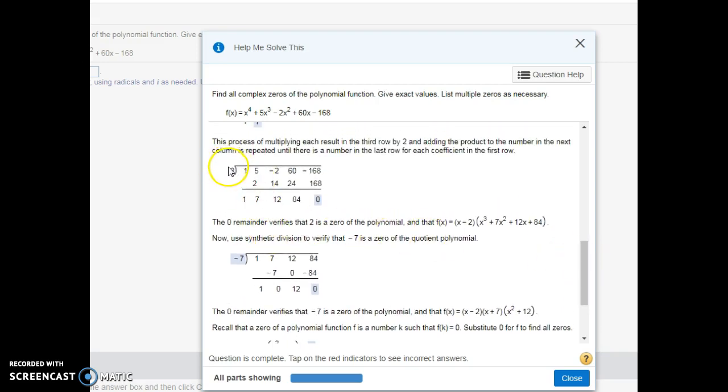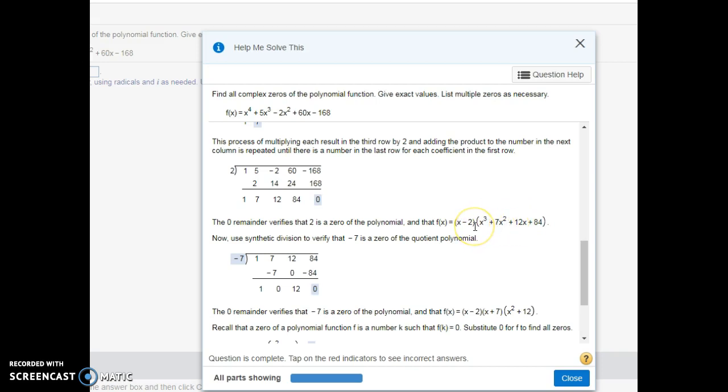So we started with 2. We saw that it produced a remainder of 0, so that means x minus 2 is a factor, and here is what you would multiply it by to get the original polynomial. The leading term's 1, and then the next coefficients 7, 12, and 84, just like we have here. So since we started with degree 4, this one starts with degree 3, x to the third, 7x squared plus 12x plus 84. So we take that polynomial here, and we're going to divide it.